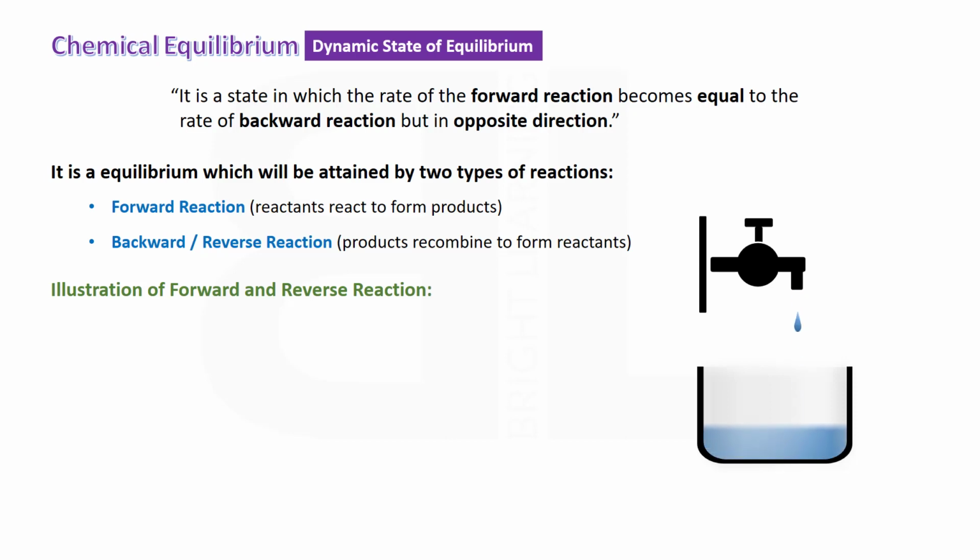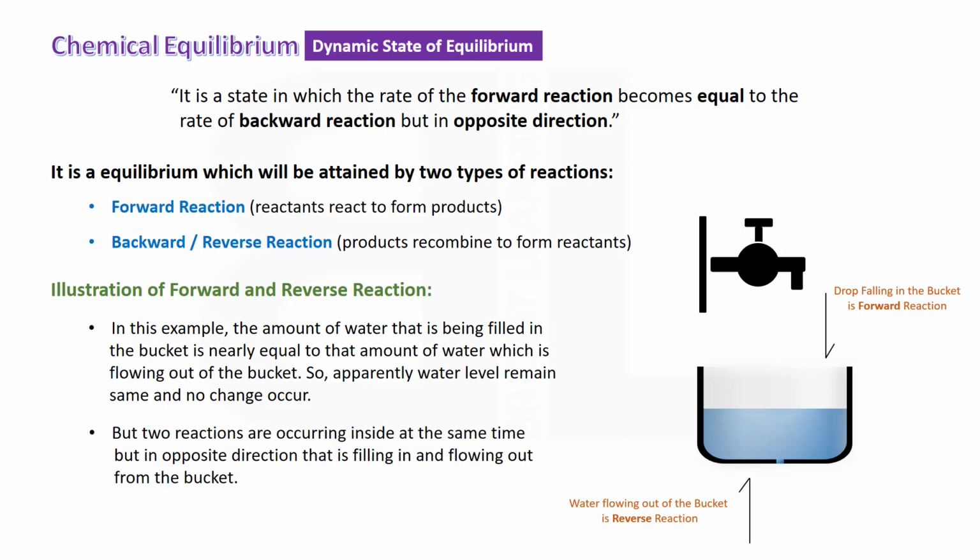We have a bucket in which water is being filled. Now make a hole in the bucket. You can observe that water flowing inside, dropwise, is also flowing out of the bucket. In this case, drops falling in the bucket are an example of forward reaction, and the water which is flowing out of the bucket is a reverse reaction.